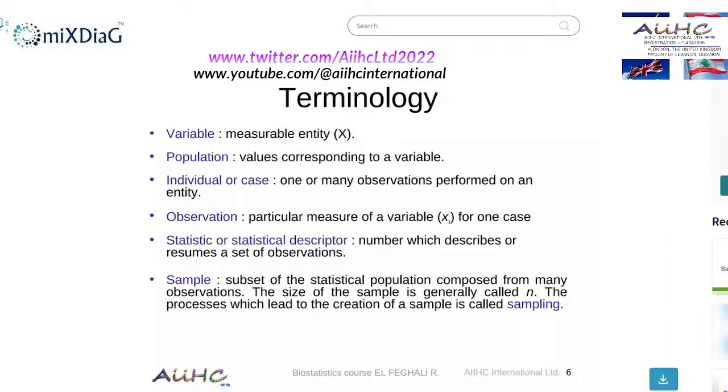Now, the observation is a particular measure of a variable xi for one case. So here you can have many observations in one group for the individual or case, but the observation is every single measurable variable. So every single person in this group.